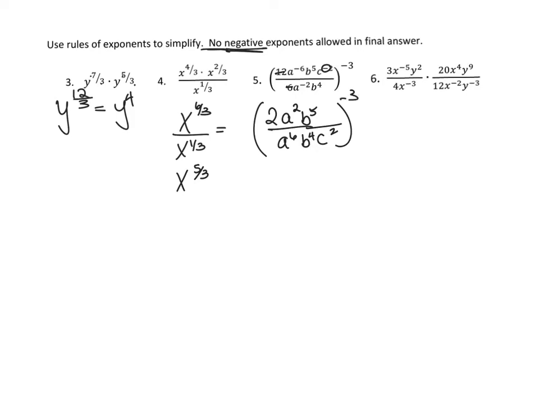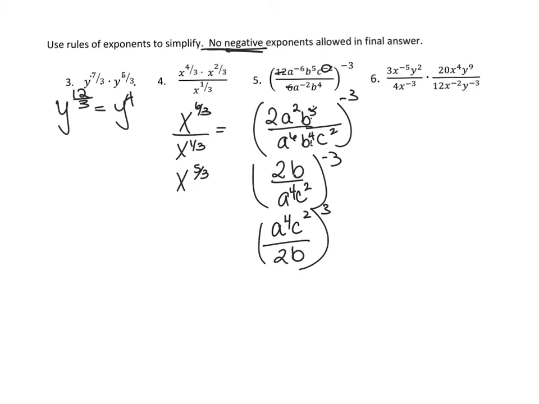So I get 2b, because b to the 5th divided by b to the 4th is, subtract my exponents, b to the 1, which I don't need to write. And then 2 minus 6, the exponent on the a is a negative 4. That means a to the 4th is in the denominator with the c squared. And that's to the negative 3 power. The negative exponent flips the fraction. And then I'll raise everything to the 3rd power. A to the 12th, c to the 6th over 8. Don't forget to raise the numbers to that power.